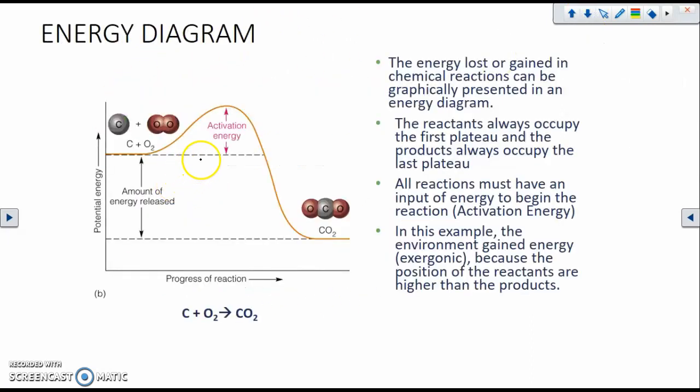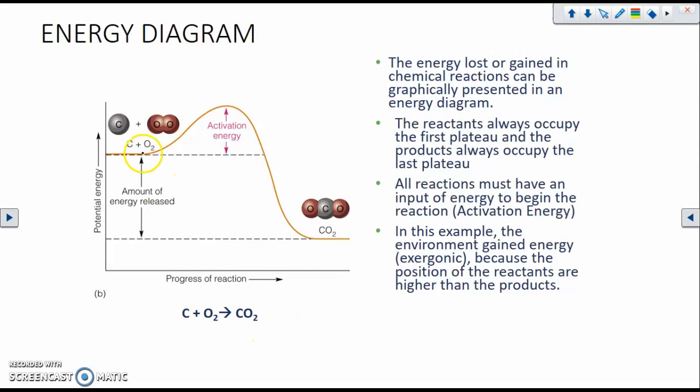So this is an energy diagram. This is carbon reacting with oxygen to give you carbon dioxide. There are always 2 plateaus. There's a plateau on the left side and there's always a plateau on the right side. The plateau on the left side is always the reactants, okay, as indicated here. And the plateau on the right side is always going to be the products, okay? As you can see, this is the actual chemical equation that's written here.